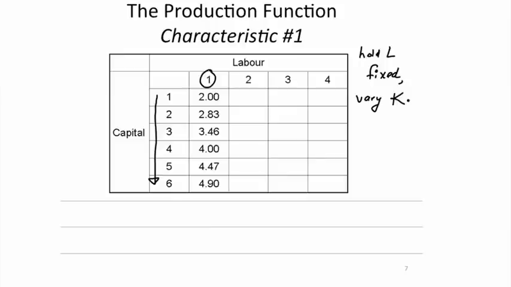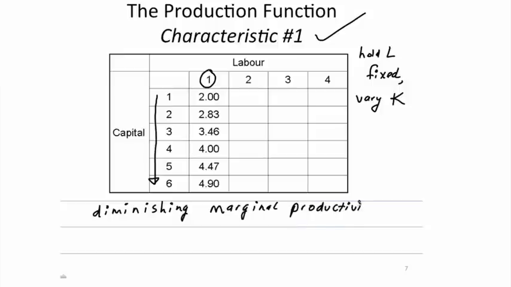And I want you to look at those numbers very carefully because they are consistent with a characteristic of real-world production functions that we often observe. This is a characteristic known as diminishing marginal productivity. In this case, because it's capital I'm talking about, we would talk about the diminishing marginal productivity of capital.